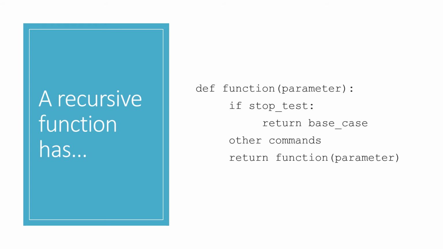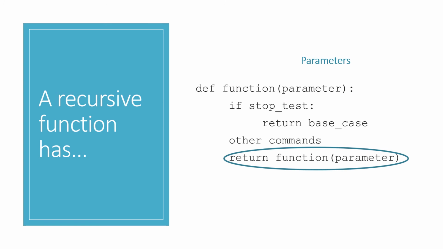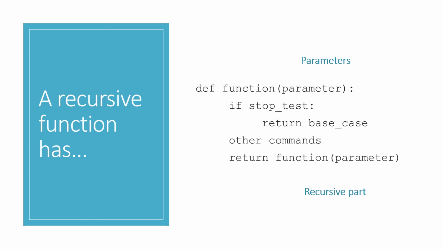So to go back over what we've just said, a recursive function has got the name of the function, usually with some parameters. The function is then called again, usually at the end of the function following the word return, and notice we're using the same parameters. That's the recursive part of the function. We will also have some kind of if statement that allows us to stop the function. This is called the base case. We've got the word return followed by a value rather than another recursion. And finally, we would have other commands somewhere inside our recursive function.